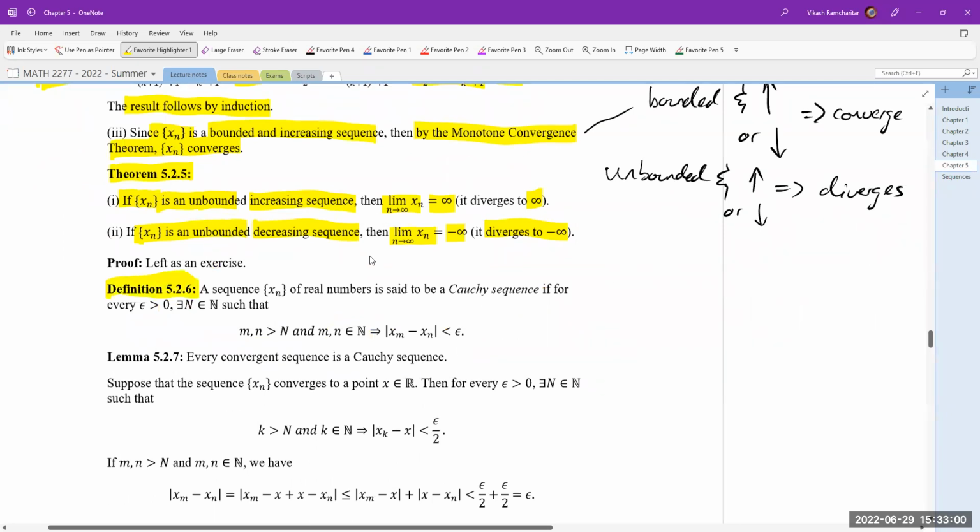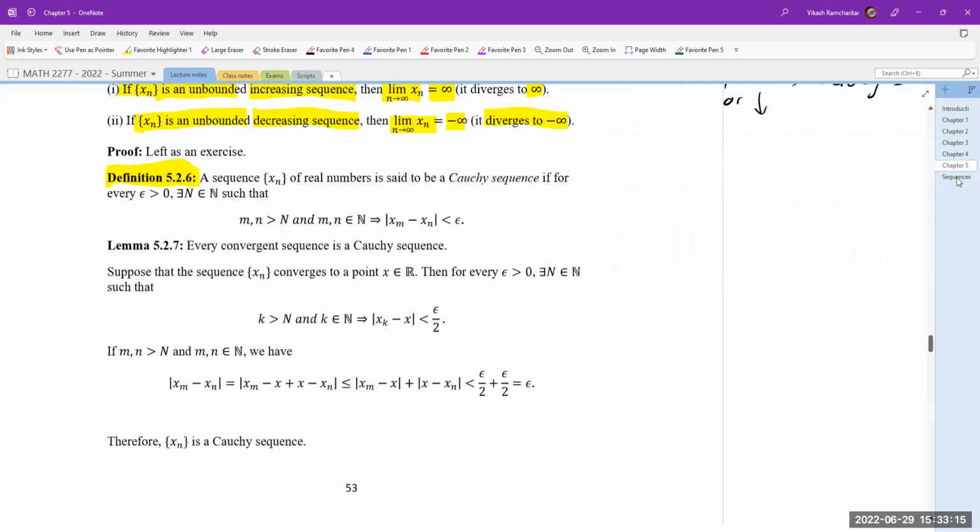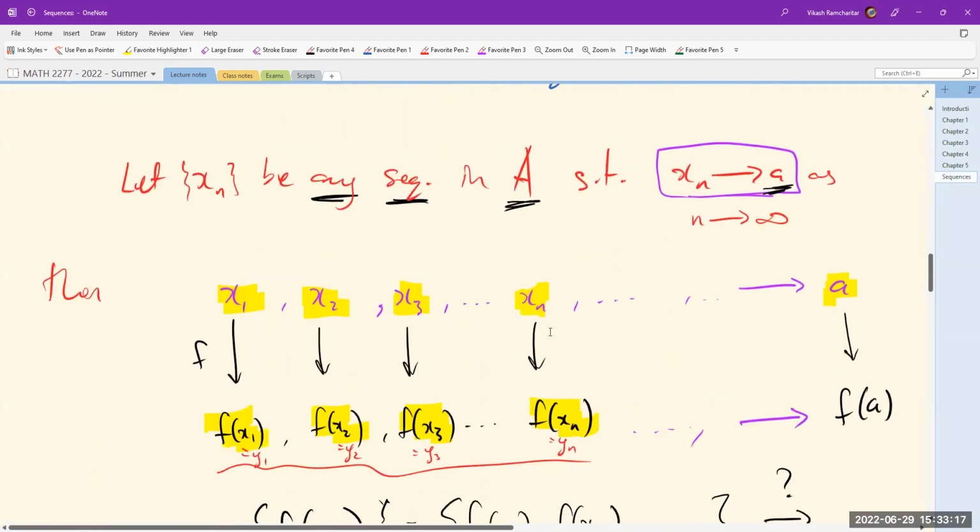All right, so this next definition is another important concept in analysis, a very special type of sequence called a Cauchy sequence. Okay, so let me see if I can explain it and then we look at the definition.